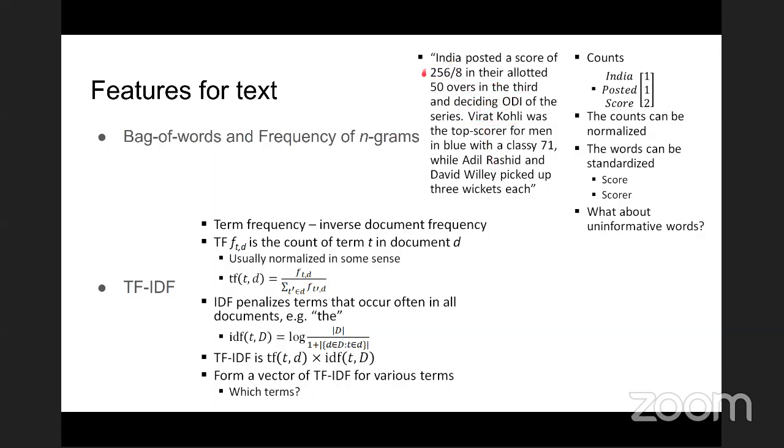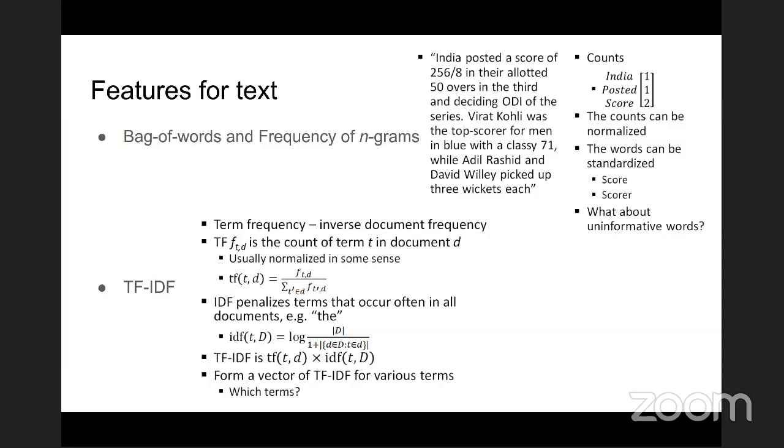So you see that in this text, there's a lot of things that you don't want to encode, which is numbers, for example, or words like in, the, because these are very commonly occurring words. The informative words are India, Virat, Kohli, Classy, Adil, Rashid, David, Willie, etc. Right? So these are informative words. So you want to form a vocabulary of all the informative words. These are the not so common words, right?